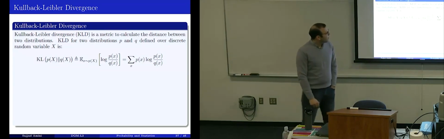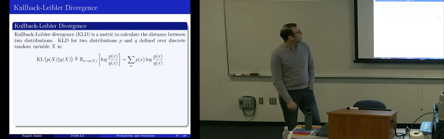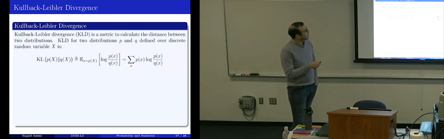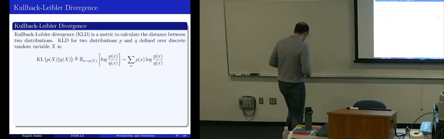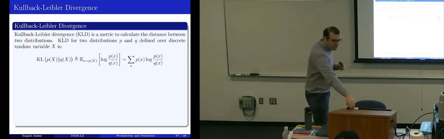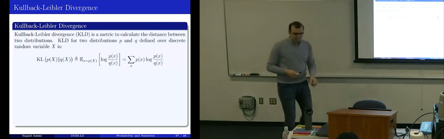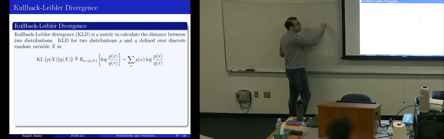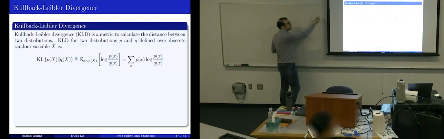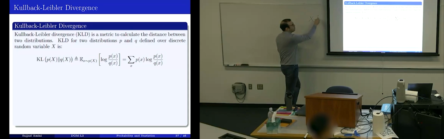The first distance metric is the Kullback-Leibler divergence, which is written as KLD. KLD is a metric to calculate the distance between two distributions, P and Q. Pay attention. You have a problem. You have a random variable x. It is, for example, a categorical random variable. It has C categories, 1, 2, 3 up to C.